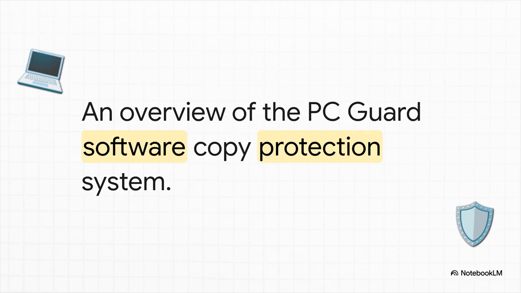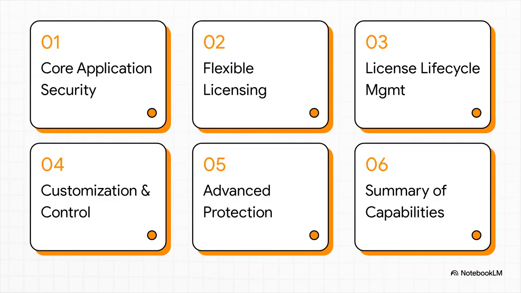So, let's just dive right in. We're going to walk through 6 key areas. We'll start with the foundational security stuff, then move into licensing, distribution, customization, and even some advanced features. By the end, you'll have a complete picture of what the system can do for you.